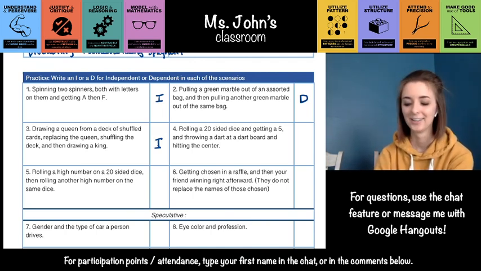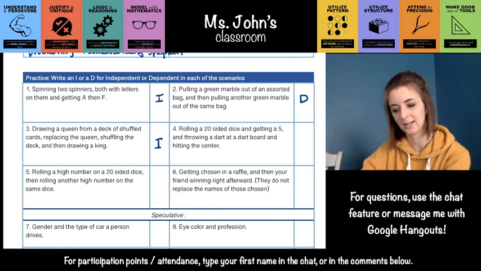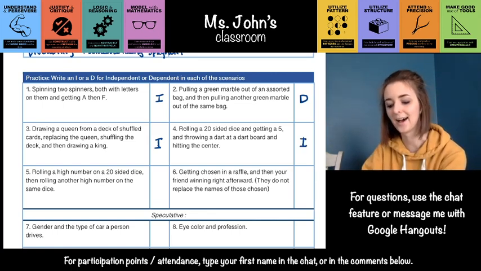Next, rolling a 20-sided die and getting a 5, and throwing a dart at a dartboard and hitting the center. Obviously, they're not even related. These are independent events. The probability of one does not affect the other one.